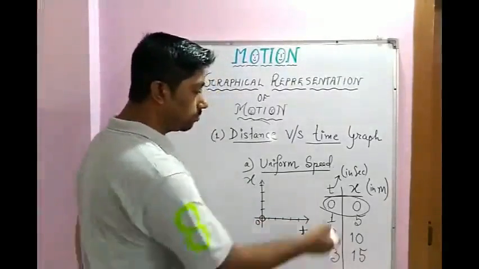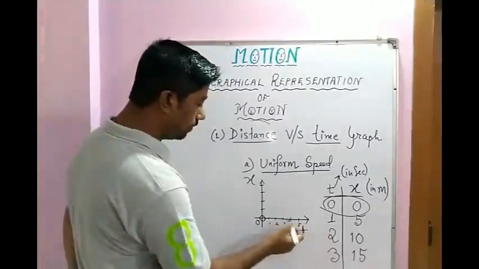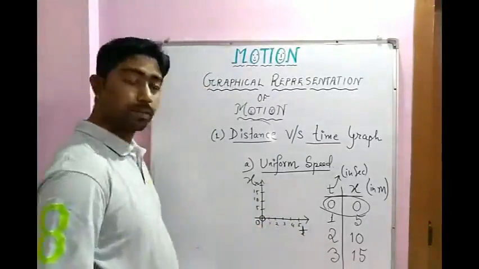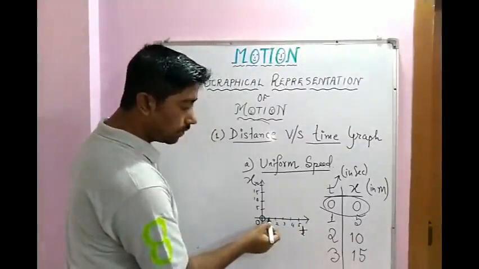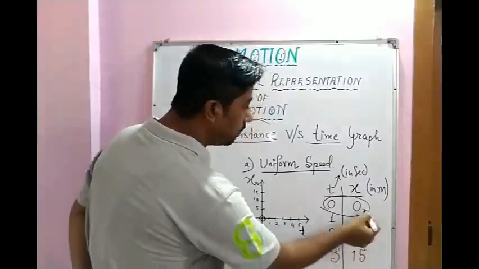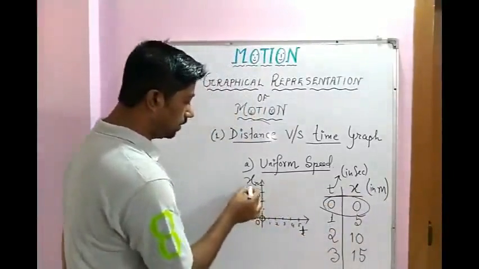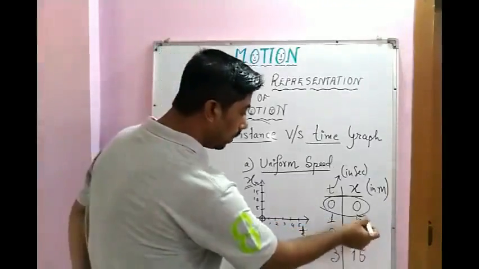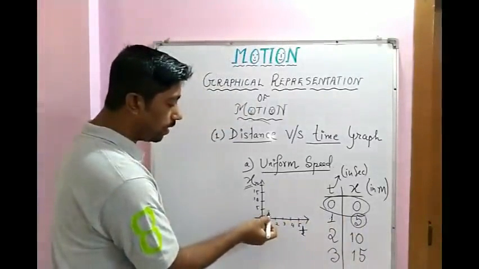Second set of data. When t is 1, suppose this is 5, 10, 15, 20. This is t equal to 0, this is t equal to 1. This point is t equal to 1. Then on the distance axis you have to find 5 meter. So t is 1, 5 meter means you have to go 5 meter upwards, this point.